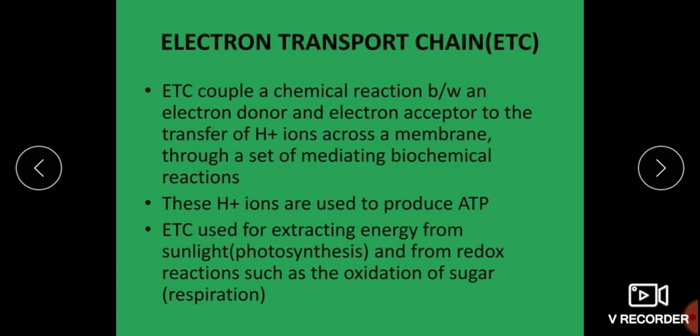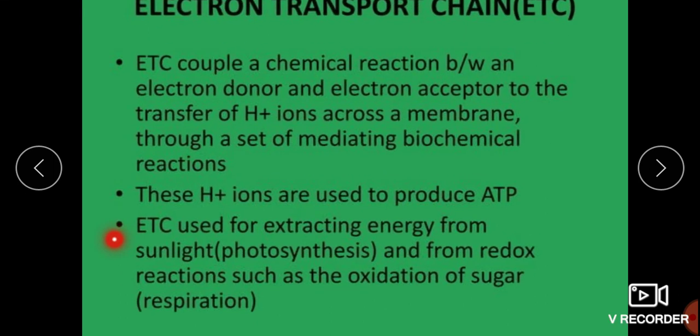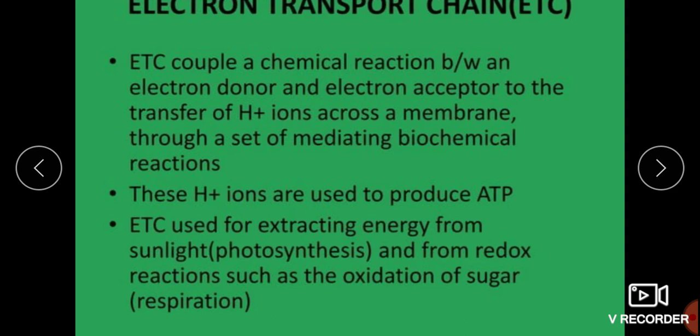The electron transport chain couples a chemical reaction between an electron donor and an electron acceptor. Each and every transporter first gets reduced and simultaneously gets oxidized by donating an electron to the next carrier. So it leads to the formation of an H plus ion gradient across a membrane, and these H plus ions are further used for the synthesis of ATP.